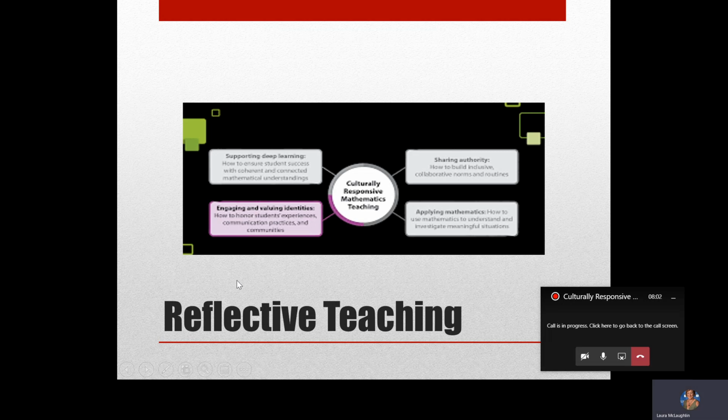Sorry, this is a little blurry, but again, culturally responsive math teaching supports deep learning, shares the authority, as we already talked about, applies mathematics. Again, we want our students to be able to apply what they're learning and to make it meaningful. Engages and values identities.